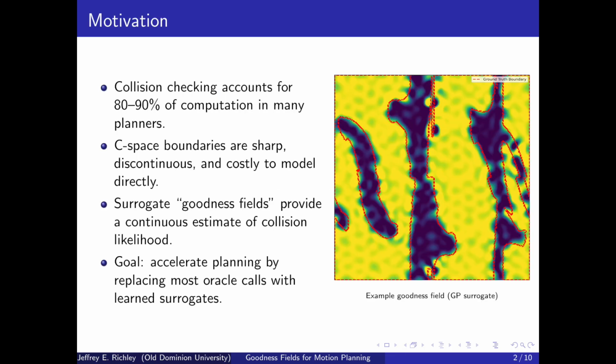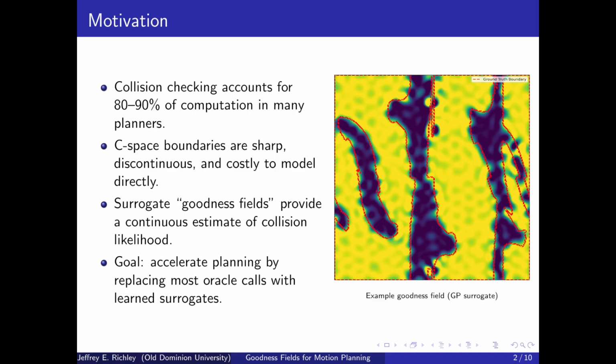The core motivation for this work comes from a well known bottleneck in motion planning, the collision checking. In many classical and sampling based planners, collision checking can account for roughly 80 to 90% of the total computation time. That means most of the planner's effort is not actually spent reasoning about paths or control decisions, but repeatedly asking a very expensive yes or no question: is this configuration in collision?